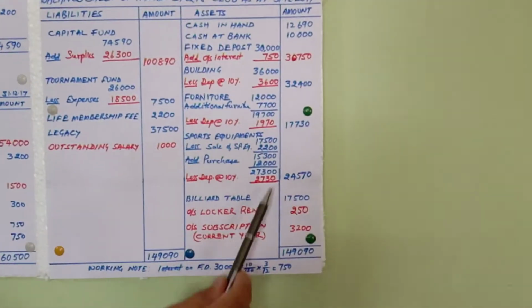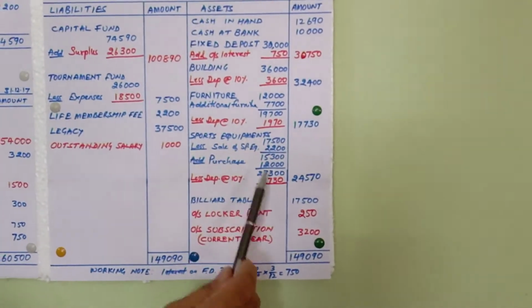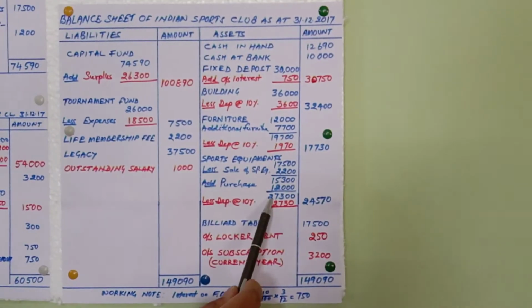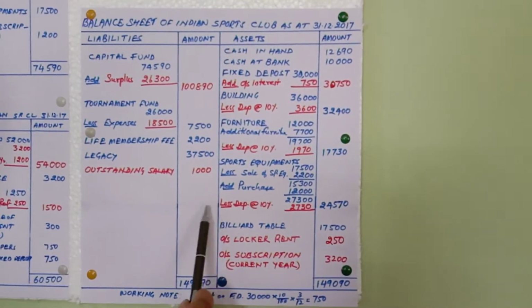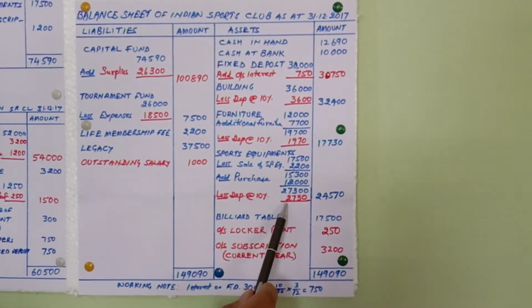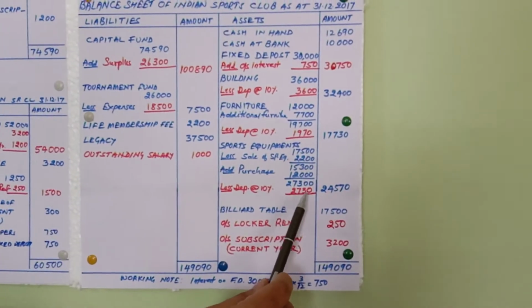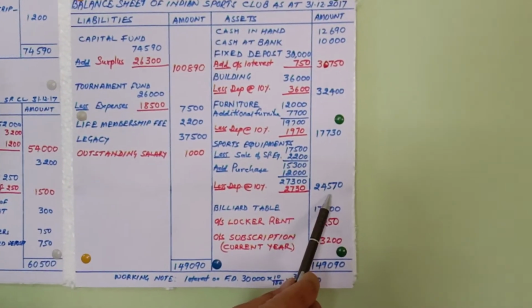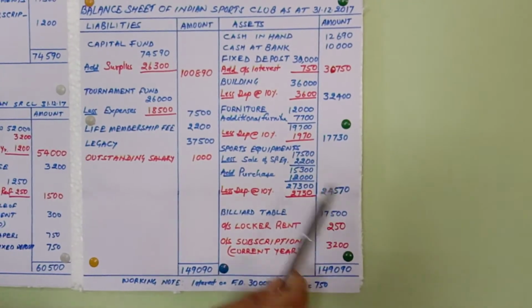And in case of sports equipment, the total amount present for depreciation is 27,300. So 10% depreciation on that will be 2,730. So 24,570 will be the outer column.